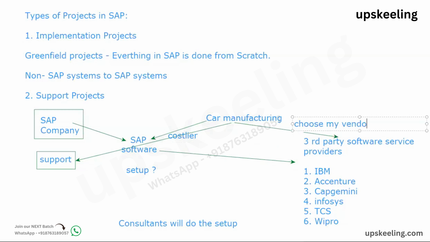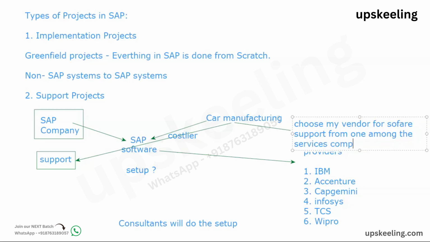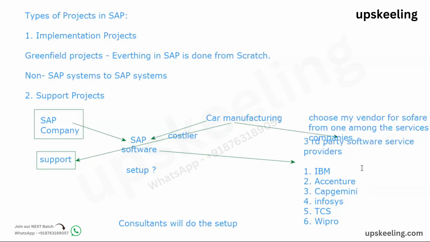I will choose my vendor for software support from one among the services companies. These companies will help me in implementing my project. They will have a team who will be assisting us. They will form a team of consultants, and they will discuss the business requirements, take the inputs from all the business, and they will activate the software. This is normally how a software project is executed.